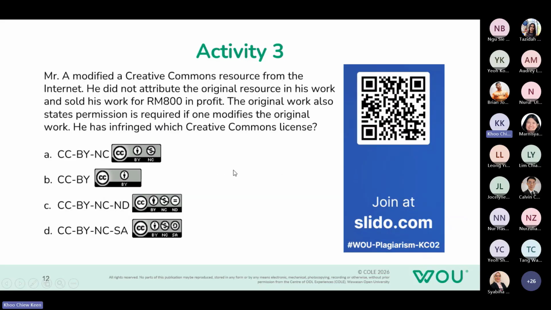Okay, next, another activity. This is just a very simple case. Mr. A modified a Creative Commons resource from the internet, did not attribute the original resource for his work and sold his work for 800 ringgit profit. The original work also states permission is required if one modifies the original work. So which of the licenses has he infringed?